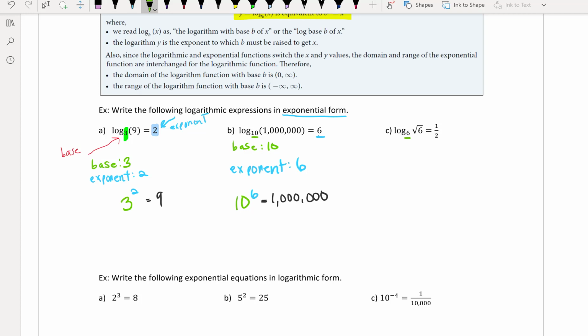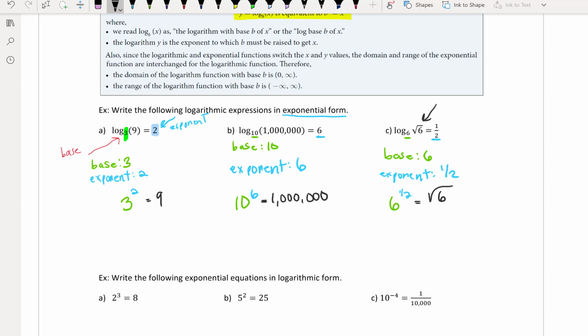Now for part C, the exact same process. You still want to identify your base. So your base here is 6, and your exponent is going to be 1/2. When you rewrite this, you have 6 to the exponent of 1/2. It's going to equal what you have inside the parentheses. Here you don't have the parentheses, but the only thing that's left is the square root of 6.